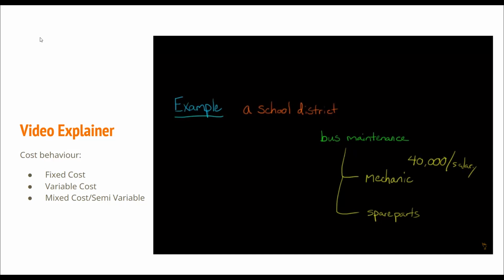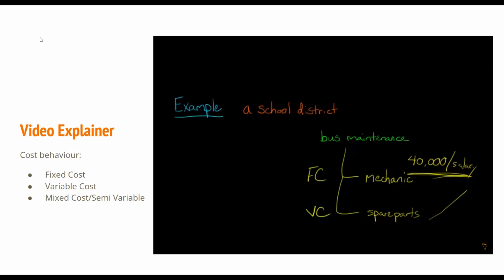So this is really the fixed component of our bus maintenance cost. That's just going to remain constant. That's going to be that base level of 40,000 no matter what. But we're going to have a variable cost with regard to spare parts. If we don't have any buses break down, then this part would be 0. But if we have a ton of buses break down, we're going to see the amount of spare part costs going up as the number of buses that break down increases.